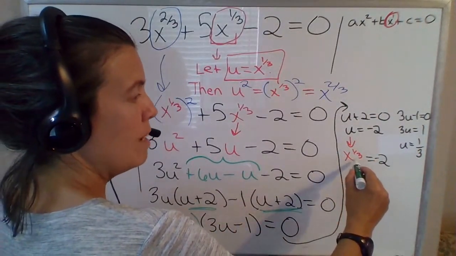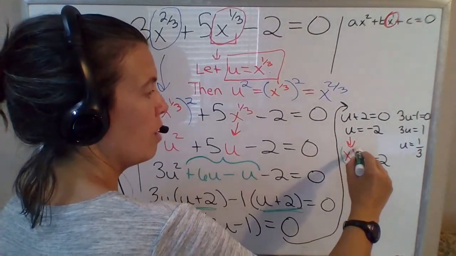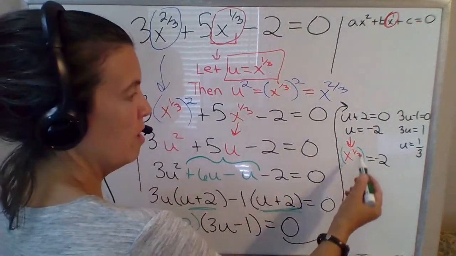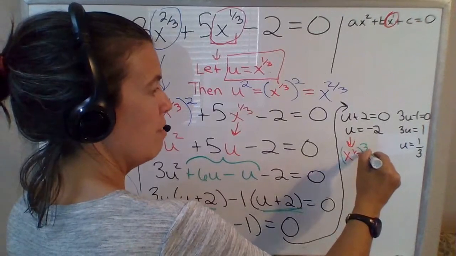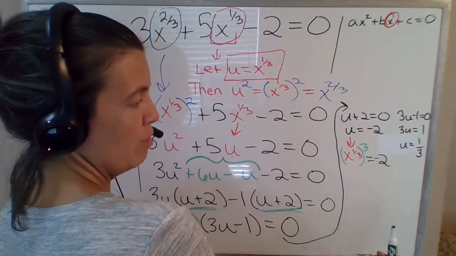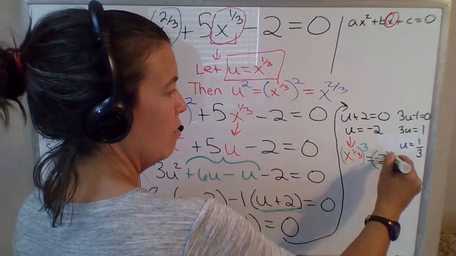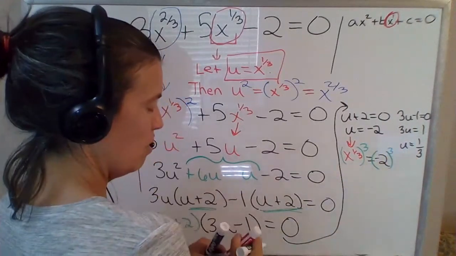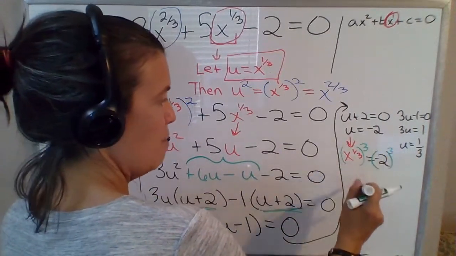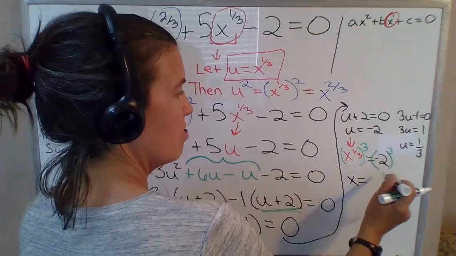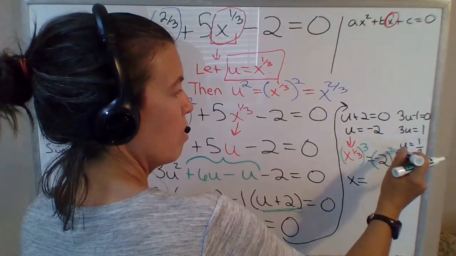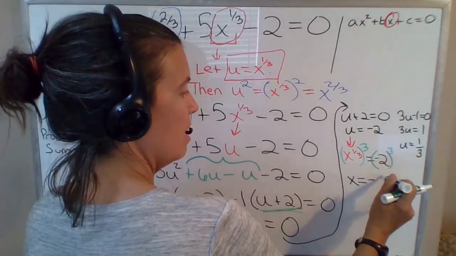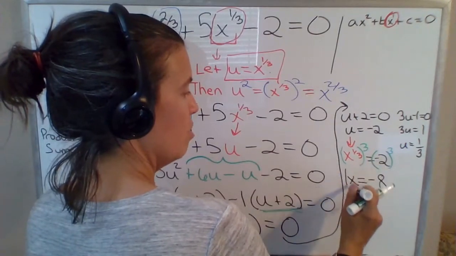So if I want to get x by itself, I can raise both sides to the reciprocal exponent. So if this is 1 over 3, if I raise it to the 3rd power, that's 3 over 3, I get just x. And raise this to the 3rd power as well. So that'll give me x to the 1st, which is just x. Negative 2 raised to the 3rd power is negative 8. So there's one solution.